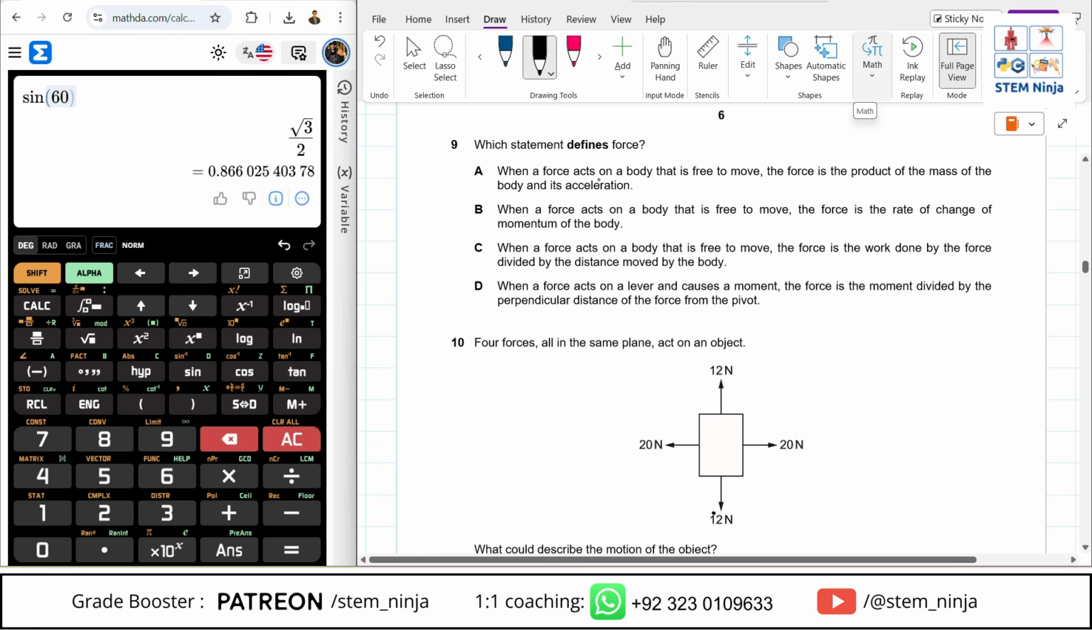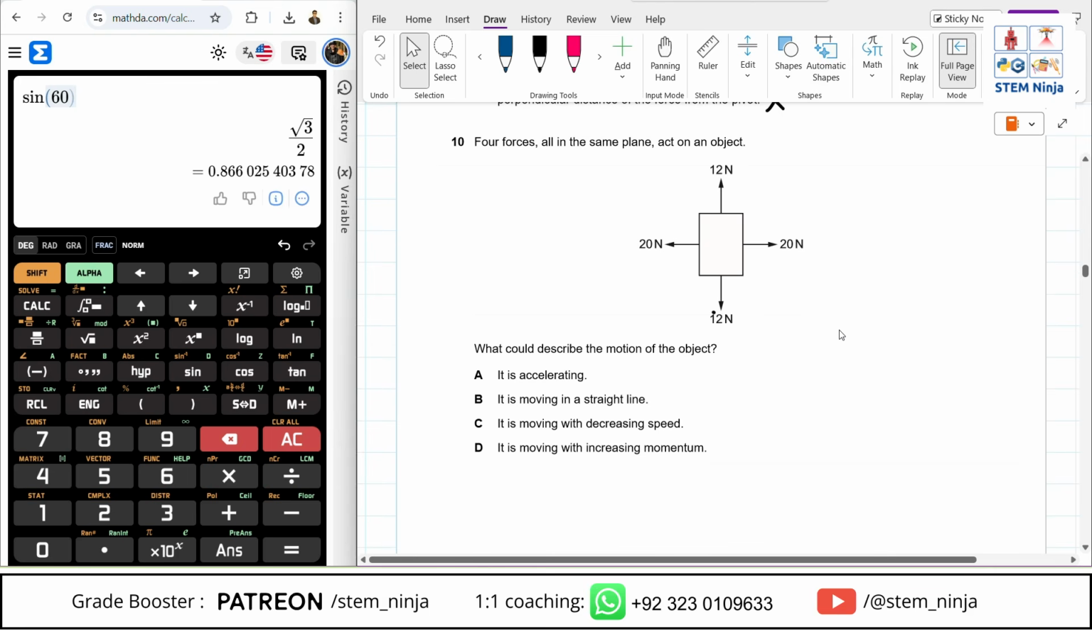But let's see what is given over here. When force acts on a body that is free to move, force is the product of the mass of the body and its acceleration. Okay. When a force acts on a body that is free to move, force is the rate of change of momentum of the body. This is correct. When a force acts on a body that is free to move, force is the work done by the force, definitely not. So B is this.